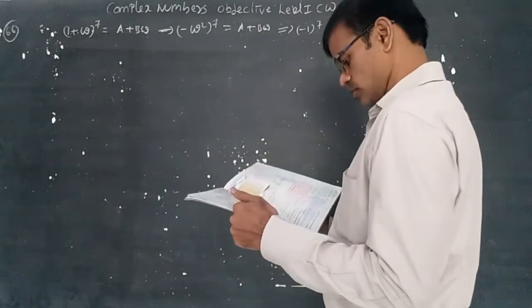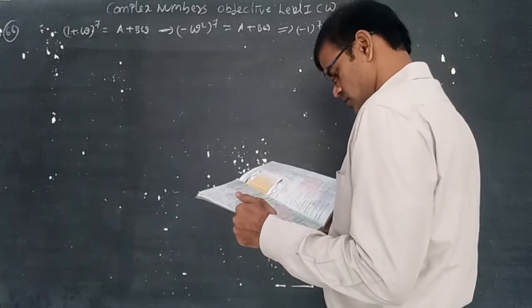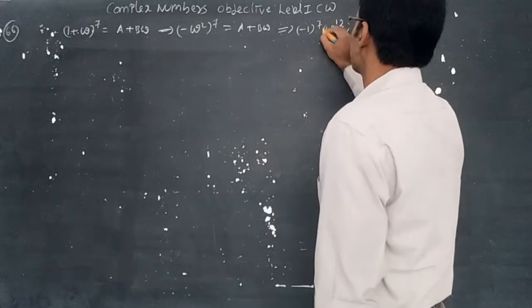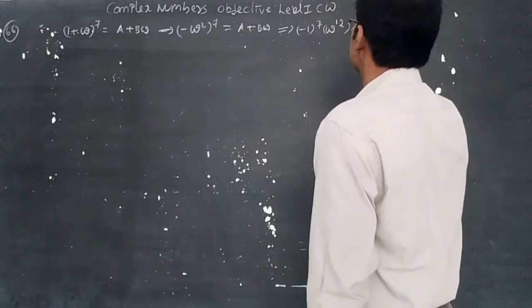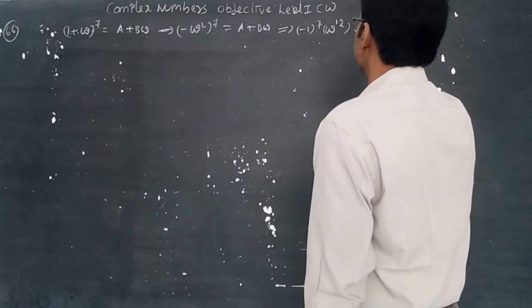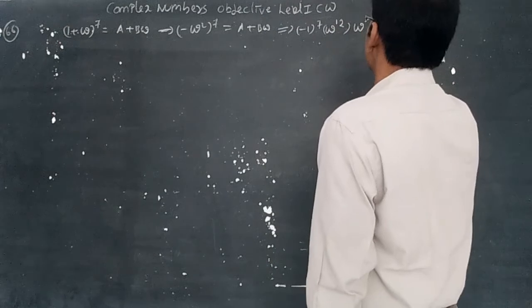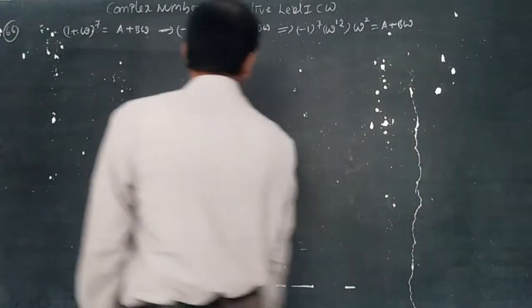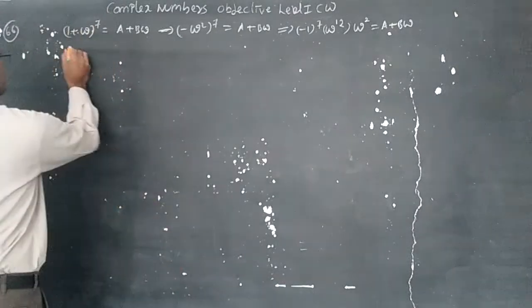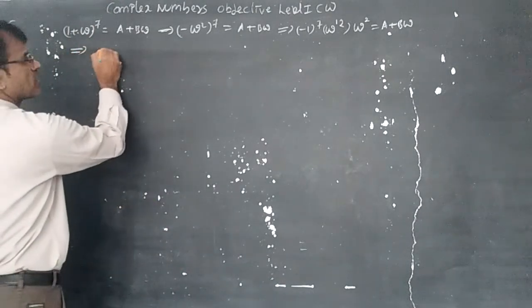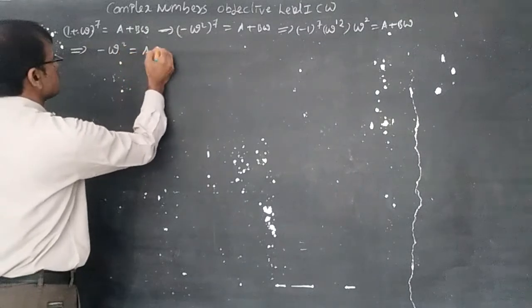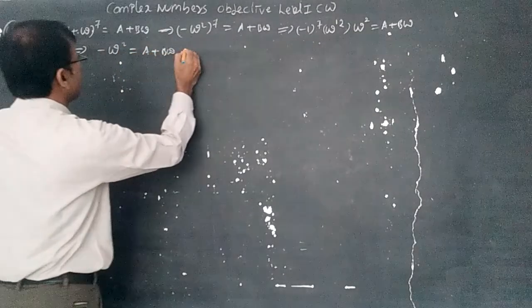1 plus omega whole power 7 is equal to a plus b omega. Omega power 14 becomes omega power 12 into omega square is equal to a plus b omega. Minus 1 power 7 becomes minus 1. Omega power 12 becomes 1. So write like this: minus omega square is equal to a plus b omega.